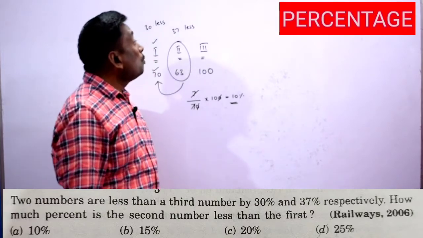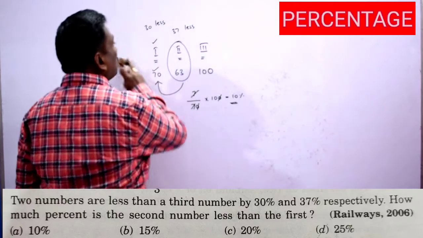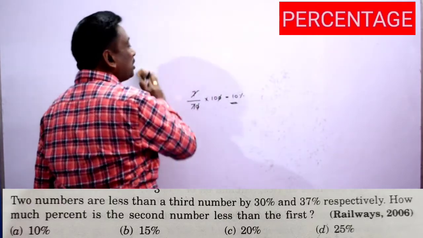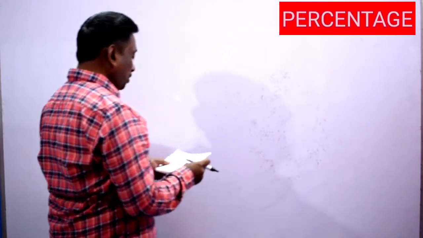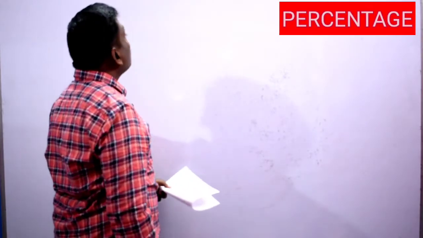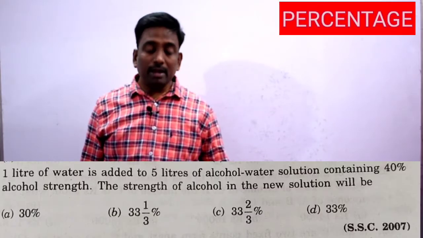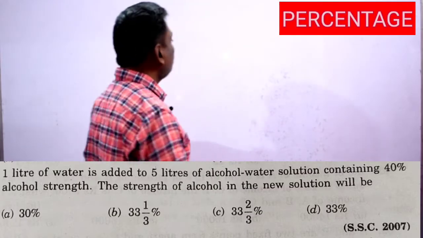Okay. Now move on to the second problem. Remember one thing: whenever you are solving problems, always first read the given problem carefully, in any of the topics in arithmetic. Now the second problem: it is given that 1 liter of water is added to 5 liters of alcohol water solution.